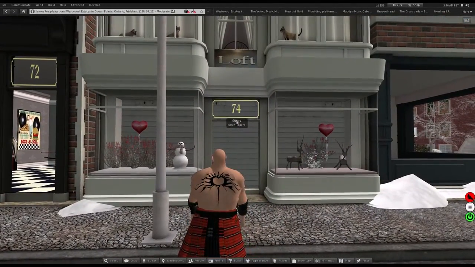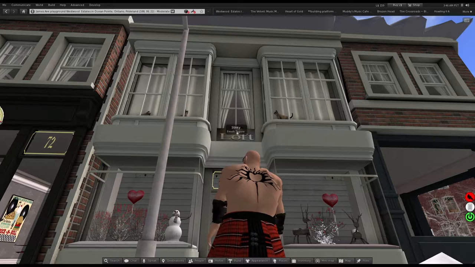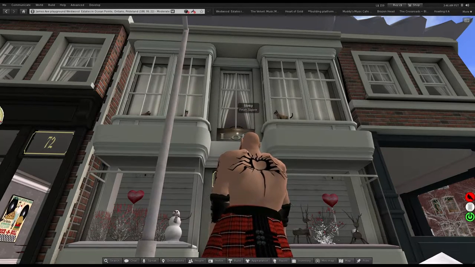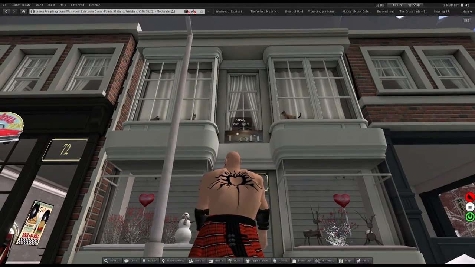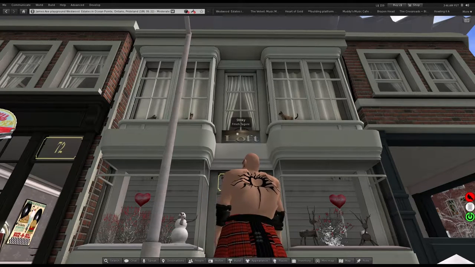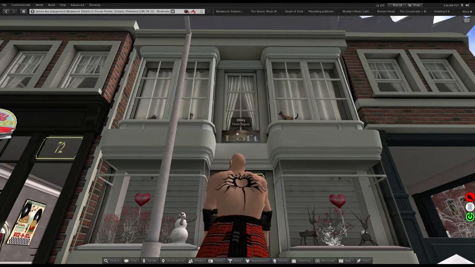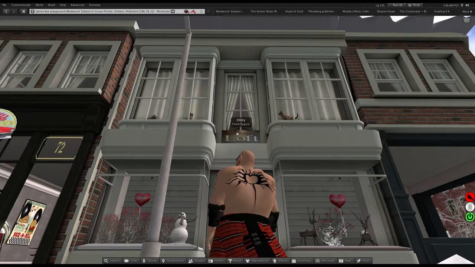Right now I'm in front of a place that my mother rents. I'm the one that introduced her to Second Life, and her life improved exponentially after that.